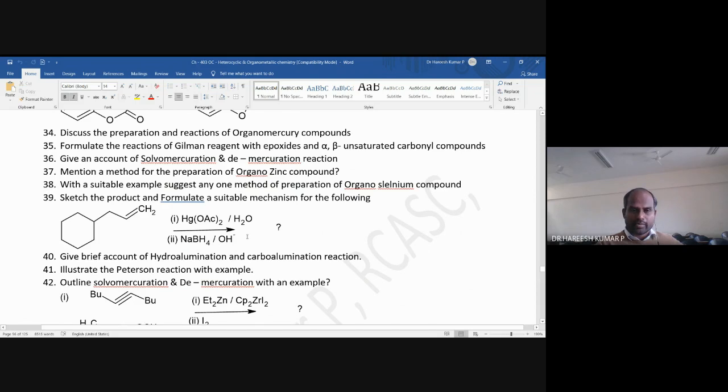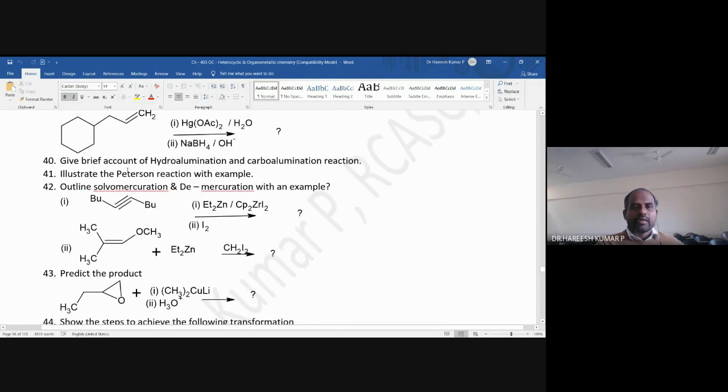That is the product. And then give a brief account of the hydroalumination. Hydroalumination is nothing but a reaction of a substrate with dialkyl aluminum hydride. Carboalumination means reaction of a substrate with trialkyl aluminum compound. And then Peterson olefination, how the double bond, syn elimination occurs. These examples I have discussed.